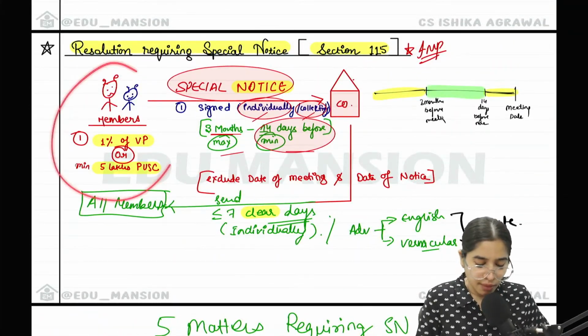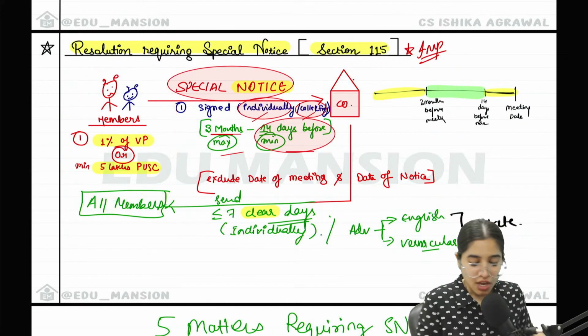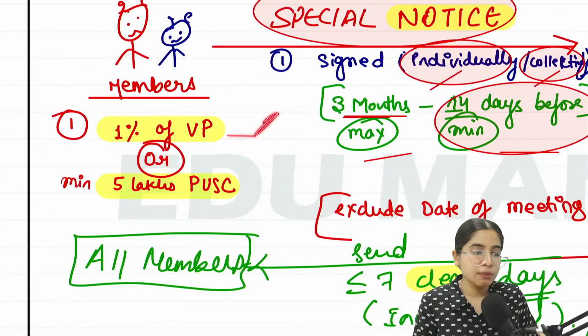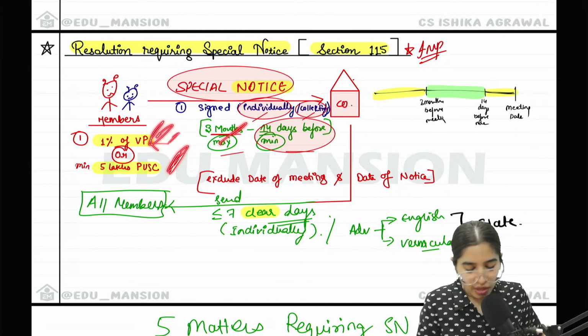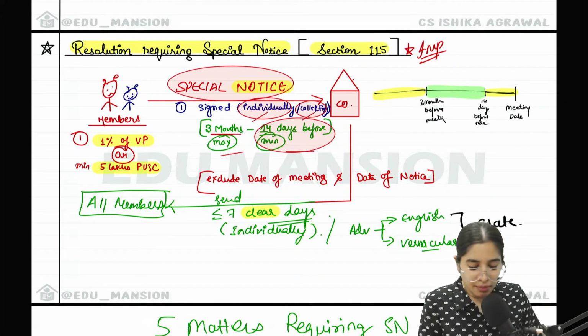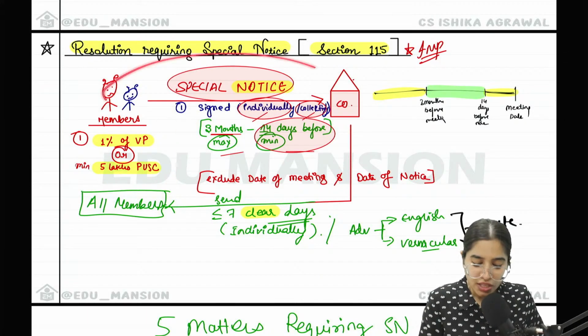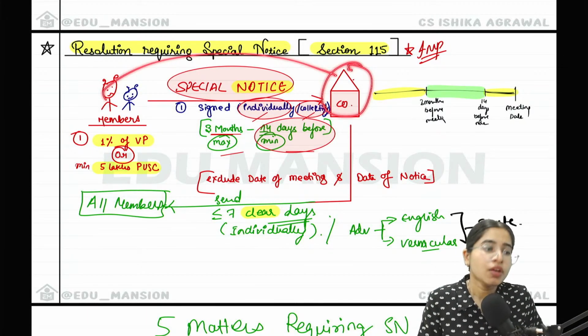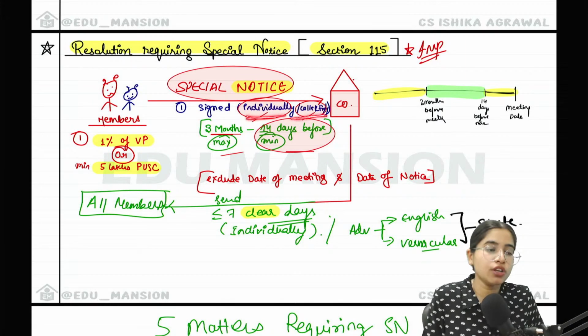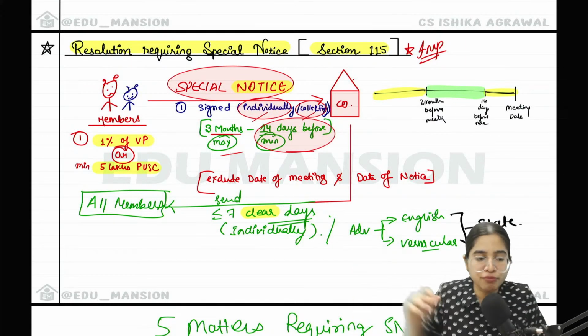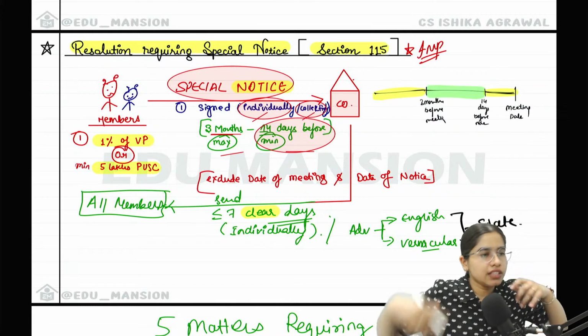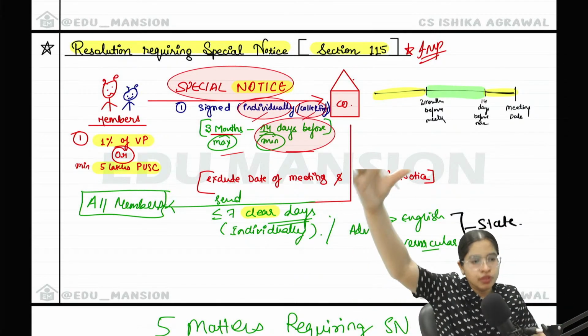So what is the minimum, how many members should give the special notice? Minimum members holding 1% of TVP, 1% of total voting power, or members holding 5 lakh paid up share capital. At minimum this many members should give the special notice to the company. They can give special notice either individually or collectively. Individually means everyone separately, collectively means one person signs on behalf of everyone.